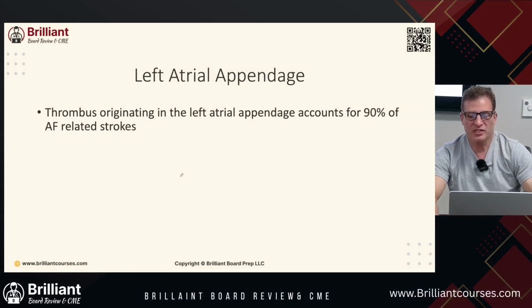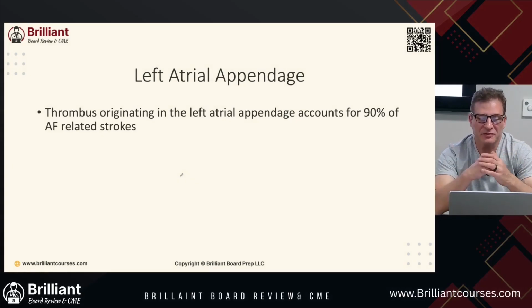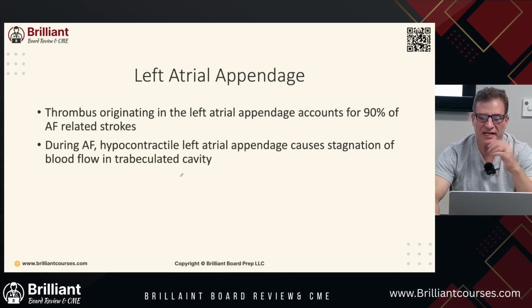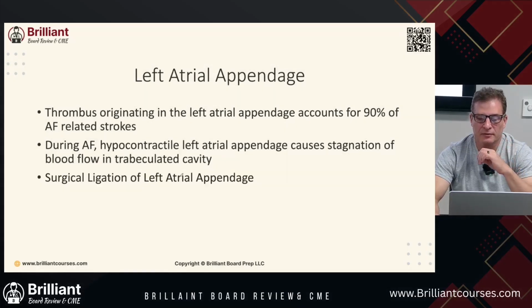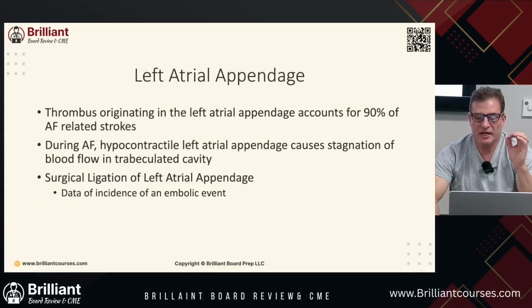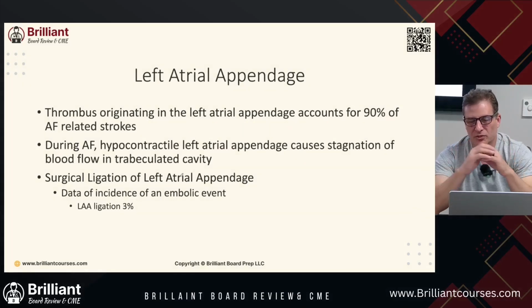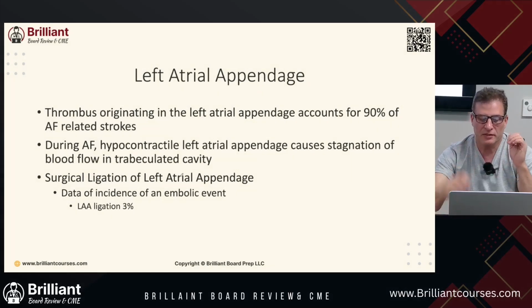Thrombus originating in the left atrial appendage accounts for 90% of our atrial fibrillation related strokes. So it's very important. During atrial fibrillation, there's hypocontractility of the left atrial appendage, causing stagnation of blood flow in the trabeculated cavity. So you can do surgical ligation of the left atrial appendage. Ligation means we cut it off. And there are different devices that can be used, some to block the opening, and some that can cut it off. There are different devices being worked through the FDA.